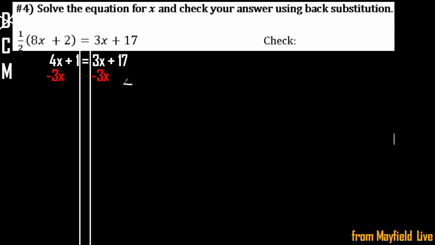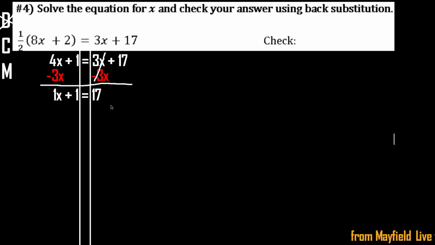A little bit too much on that one. There we go. And so what are we left with? Well, the 3x's cancel out. The 17 comes down, and the 1 comes down, and so we have 1x, because it's 4x minus 3x equals 1x. And then we have 1, and the 17 comes down.